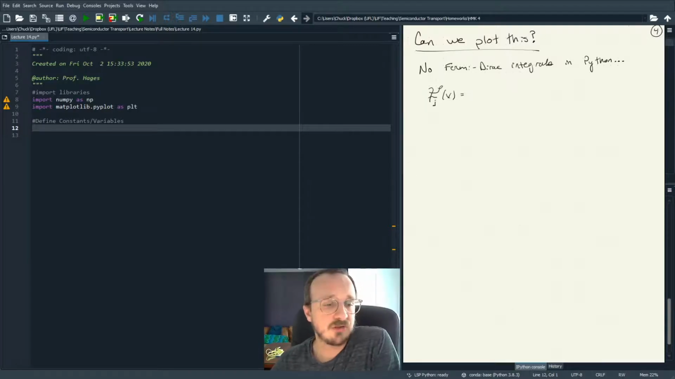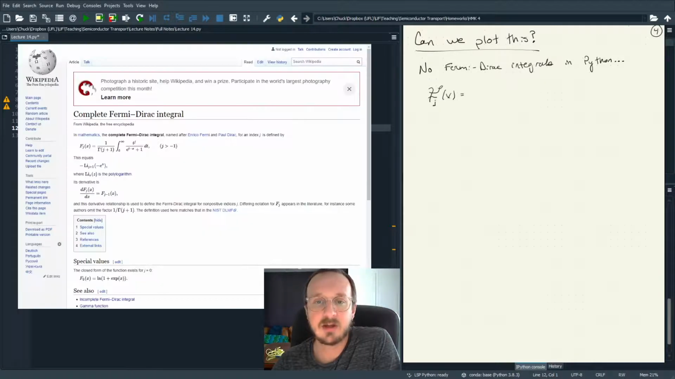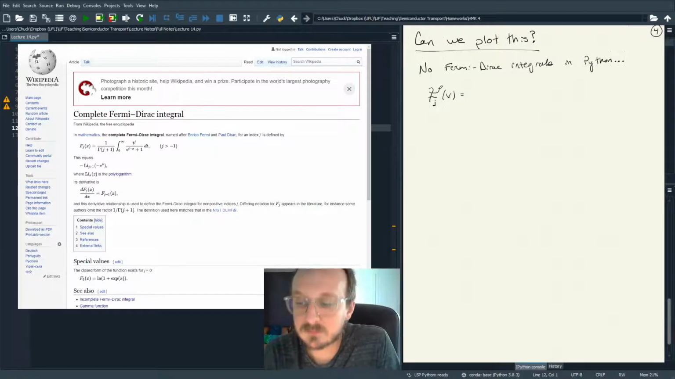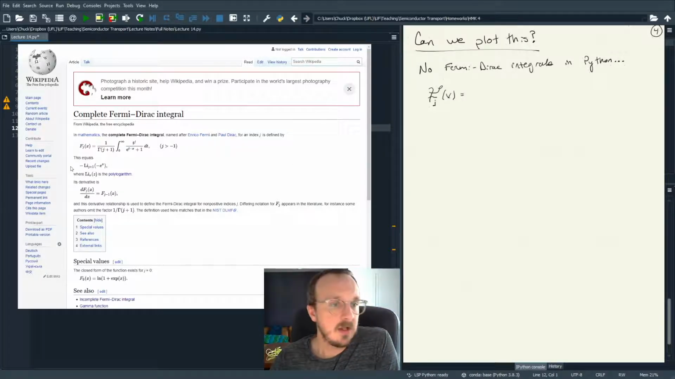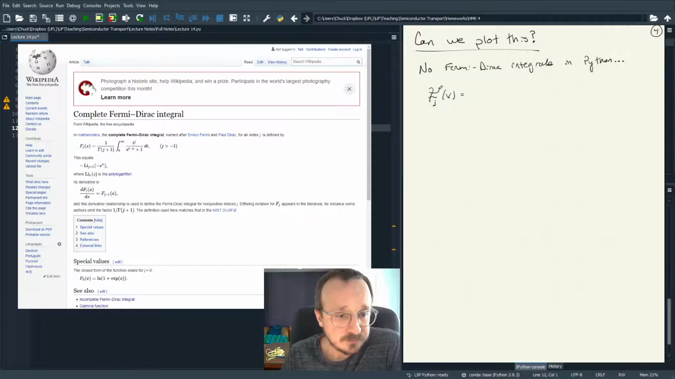So you can actually look this up. For example, go to the complete Fermi-Dirac page on Wikipedia. You can see this is the definition of the Fermi-Dirac function. And on the second line, you can see here, this is the Fermi-Dirac expressed in terms of a function called the polylogarithm, okay? So the Fermi-Dirac integral can be defined in terms of the polylogarithm. So let's write this definition out.